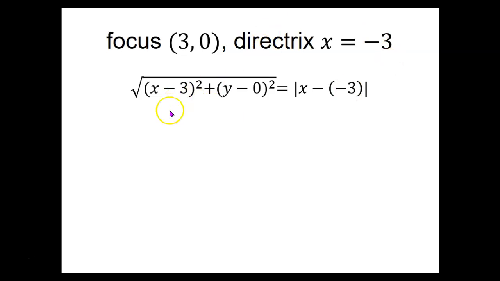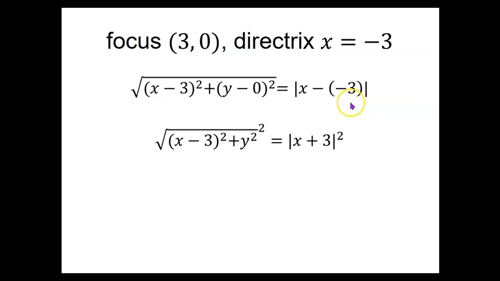Okay, so that gives us the equation square root of (x minus 3) squared plus (y minus 0) squared equals the absolute value of x minus -3. And of course, instead of writing y minus 0, I can just write y. And instead of writing x minus -3, I can just write x plus 3. And I can get this square root out of the way by squaring both sides of this equation. So the square root squared just gets rid of that.